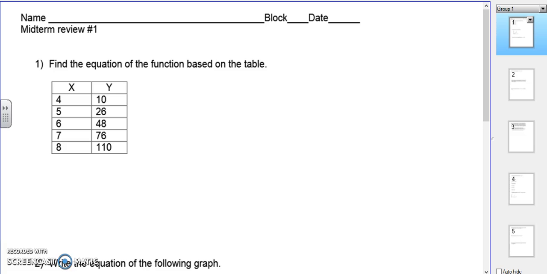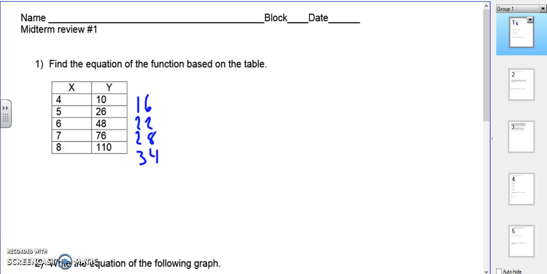So we want to look and see if there's a pattern. The x's are all going up by 1s, but if I look at the y values, there's not a pattern. So when there's not a pattern, we can always try subtracting. So 26 minus 10 is 16. 48 minus 26 is 22. 76 minus 48 is 28. And 110 minus 76 is 34. All right, so I know it's not linear because they're all different.